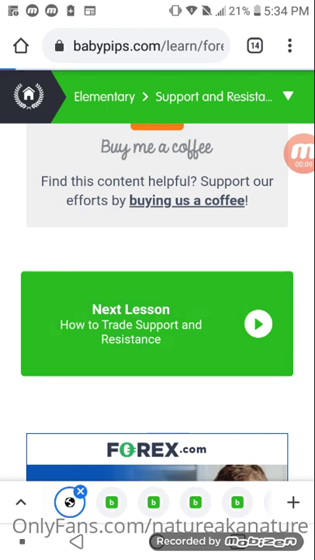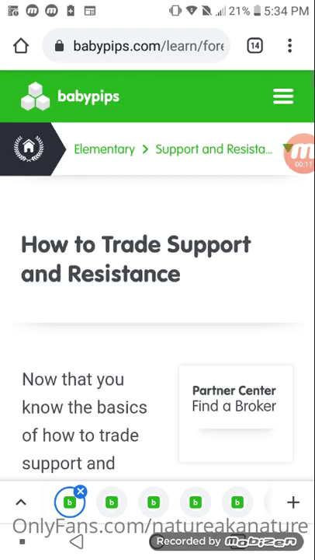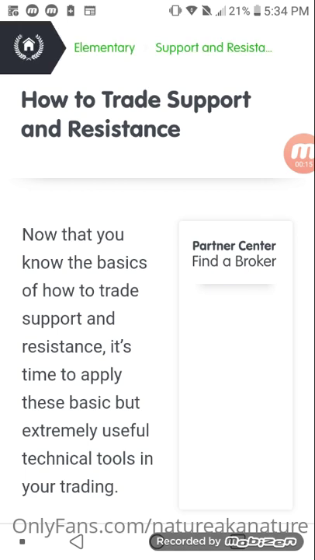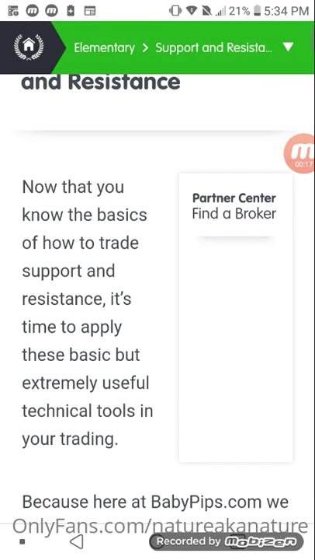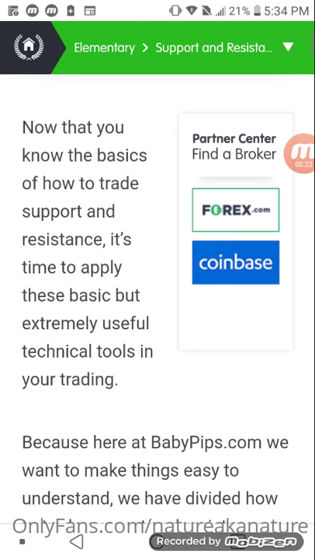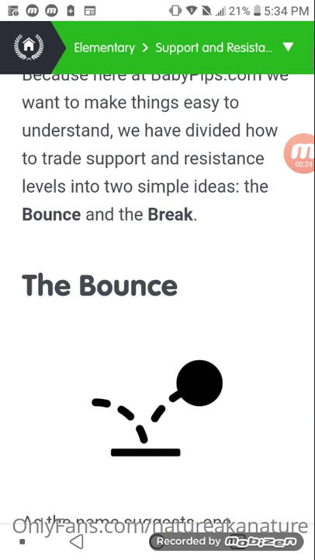Resistance. Alright, so let's go right into it, gang. Alright, so how to trade support and resistance. Now that you know the basics of how to trade support and resistance, it's time to apply these basic but extremely useful technical tools in your trading, because we want to understand how to easily trade the support and resistance levels.